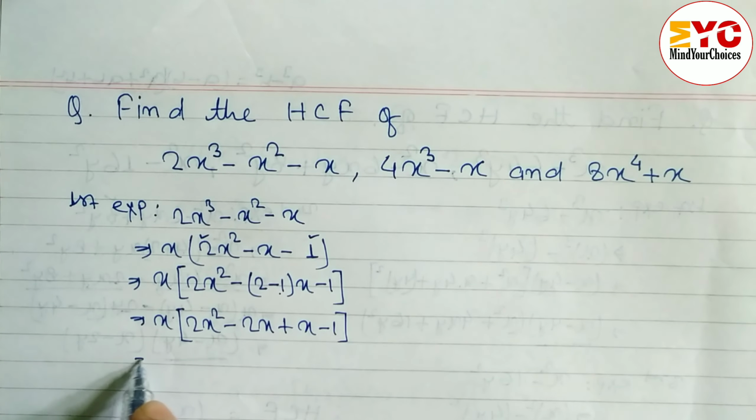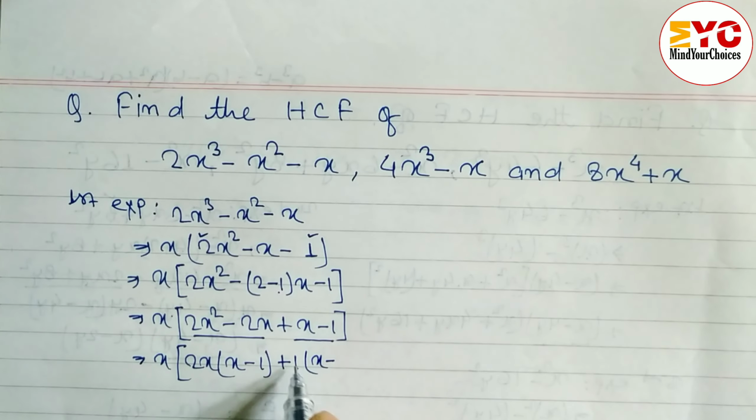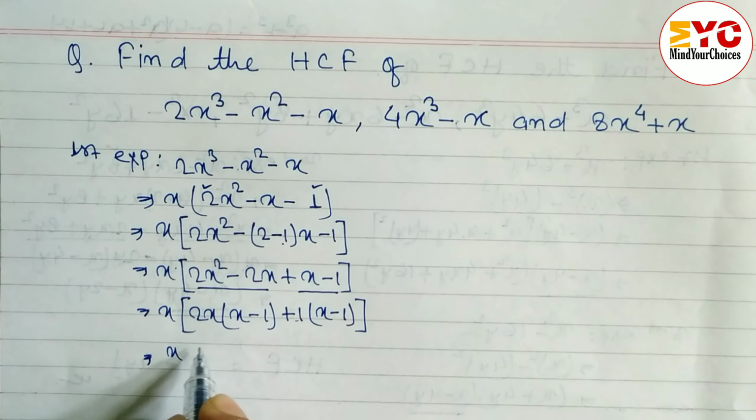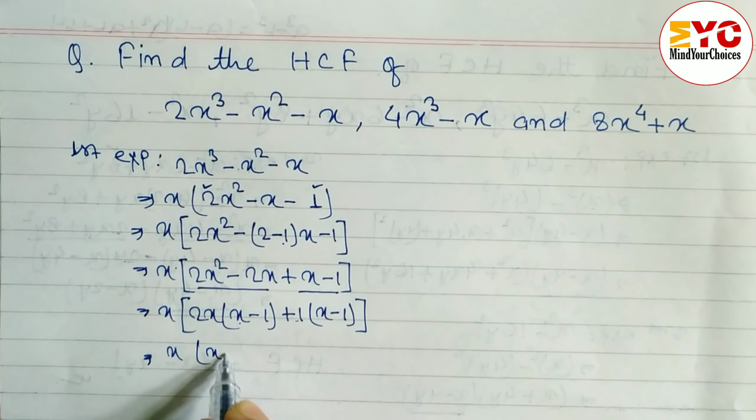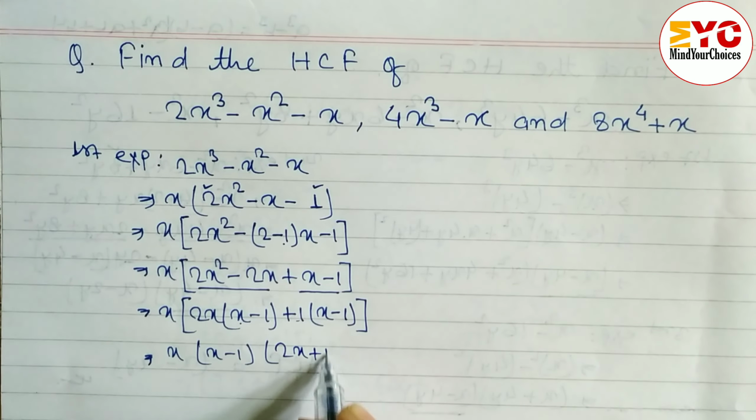After that, we take common from the first two terms and from the last two terms. The common factor is 2x, remaining x minus 1. Here we don't have any common factor, so we write 1. If nothing is common, we write 1. Now again you can see x minus 1, so we can take x minus 1 common, and the remaining is 2x plus 1.